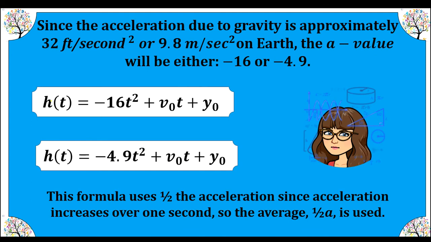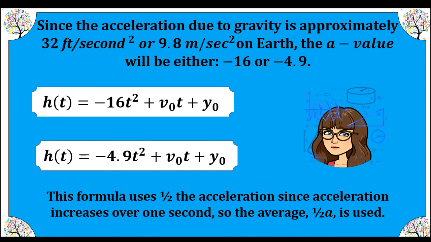Okay. Since acceleration due to gravity is approximately 32 feet per second squared, or 9.8 meters per second squared on Earth, you probably have learned that in your science course this year, our A value will either be negative 16, and it's negative because something's going up, but then it's coming down, so it's making that downward parabola, or negative 4.9 if we're talking about meters. So just keep in mind, we're just taking half of the 32 and half of the 9.8. We won't go into great detail. You can read the note down here.